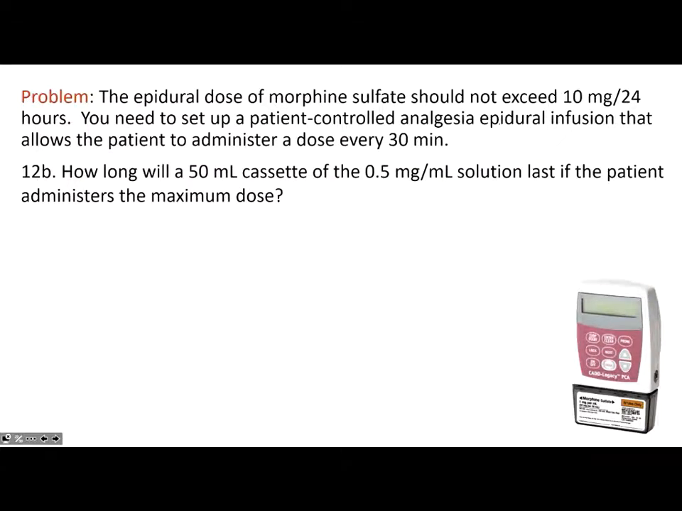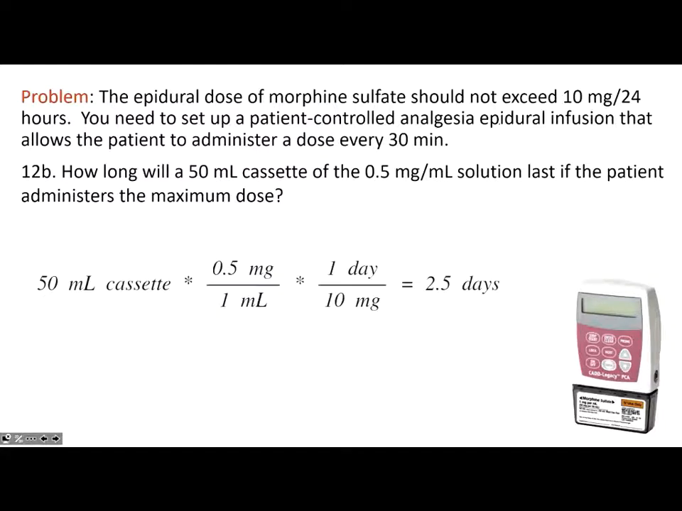It says, how long will a 50 milliliter cassette last? All right. Well, we have that same concentration. We know how we're dosing it, so we know the total daily dose. If the total volume is 50 milliliters, let's convert that volume to the total amount of drug in there. How much morphine is in a 50 milliliter cassette? Well, it depends on the concentration. We have that concentration, so 50 milliliters times that concentration would tell us how many milligrams they have, right?